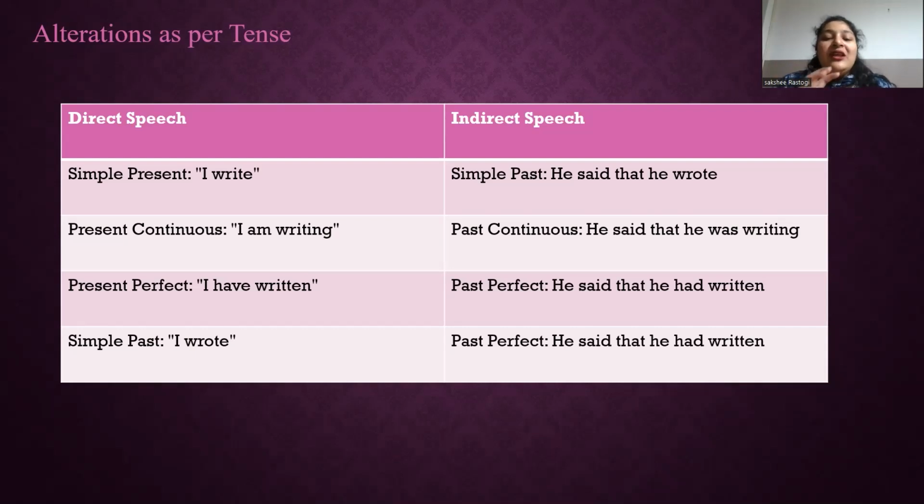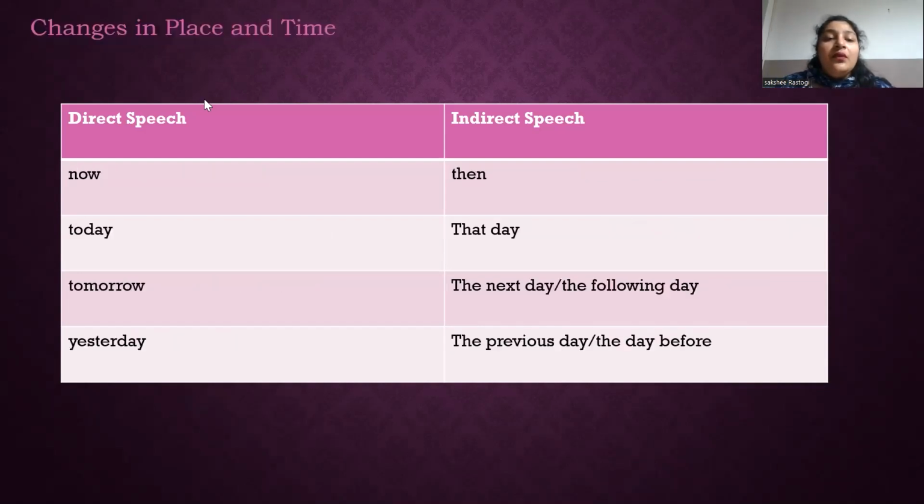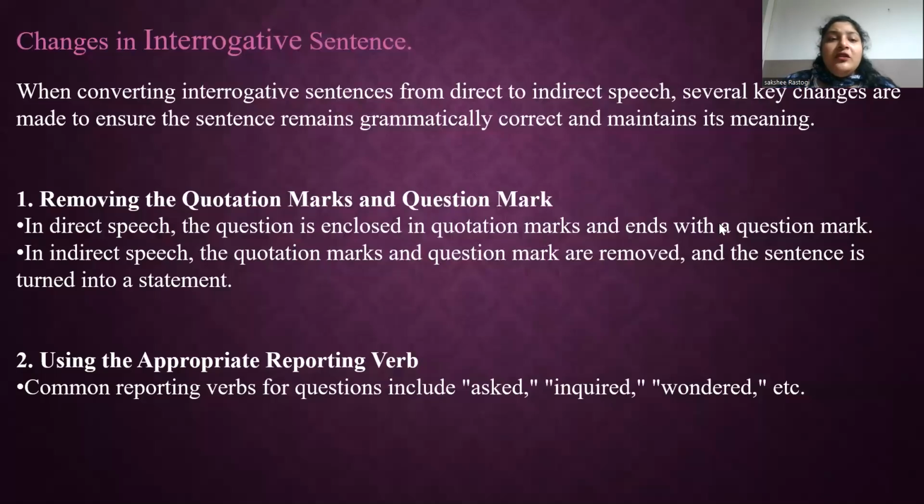So note that the changes depend on the type of questions, which is yes/no or WH questions, and the tenses of the reporting verbs. So these all are the main points which we have to understand. So these are the changes in interrogative sentences which we are talking about.